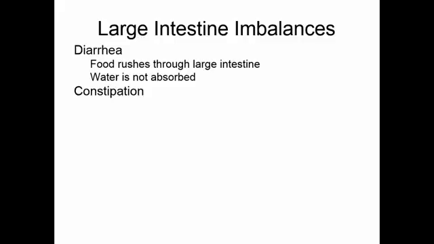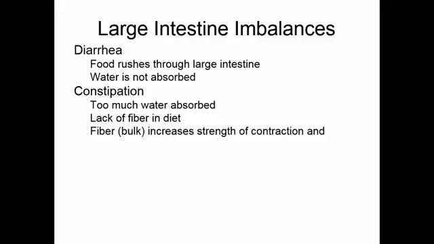Constipation is the other problem. Things stay in the large intestine too long and too much water is absorbed. This can happen if there's a lack of fiber in the diet or if there's not very much exercise. Movement of the large intestine occurs a little bit with you moving. Fiber or bulk in the diet also increases the strength of the contractions and softens the stool.